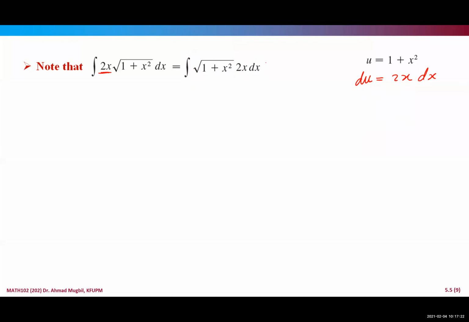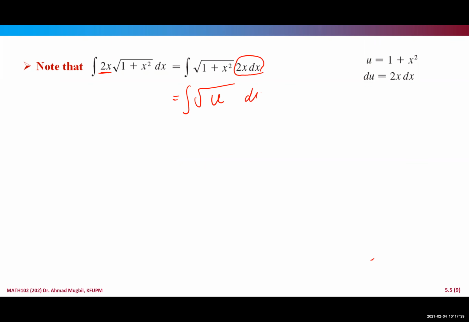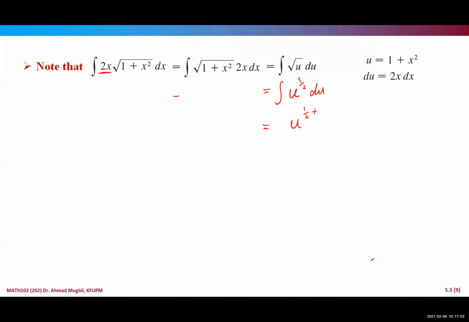Now, if you did that, look here, this will be the square root of u, because we called this u. And this 2x dx, what is it? It is du. So we will now have an integral of square root of u du, and this is easy. This will be u to the power half du, and this will be u to the power half plus 1 over half plus 1, plus c, which will be u to the power 3 over 2 multiplied by 2 over 3 plus c.